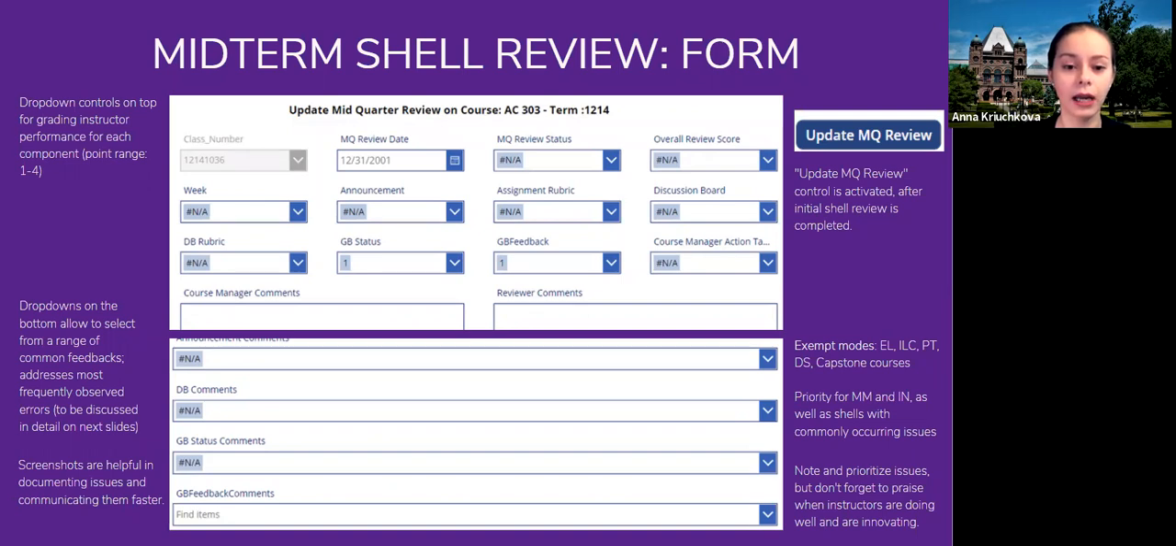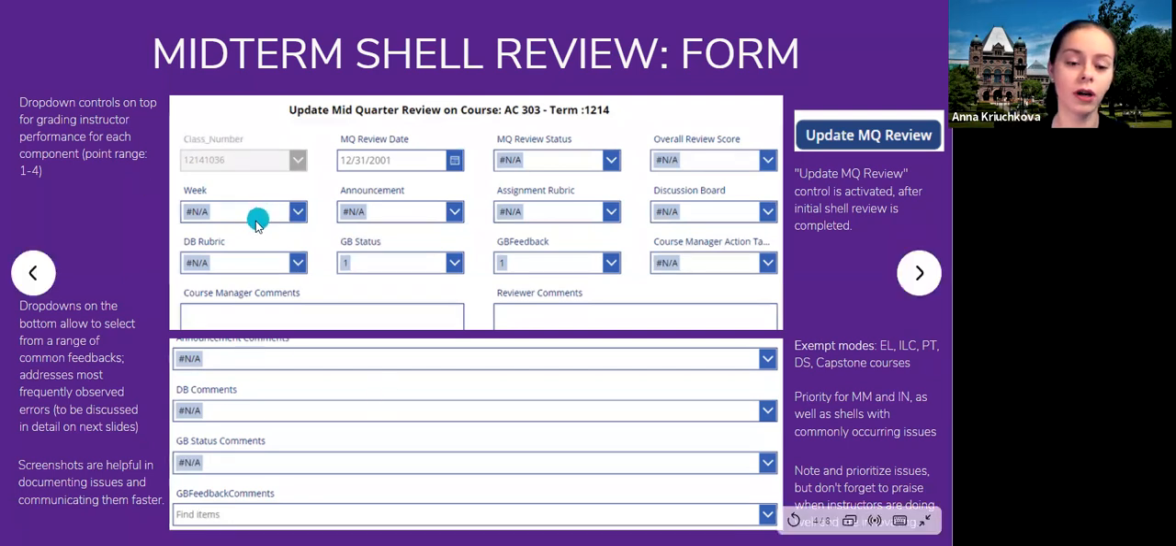Drop-down controls at the top are used for controlling the presence or absence of certain components and assigning a grade based on each of the criteria. For instance, announcement, discussion board, and gradebook feedback have a 1 through 4 point range, and gradebook status has a 1 through 3 point range.